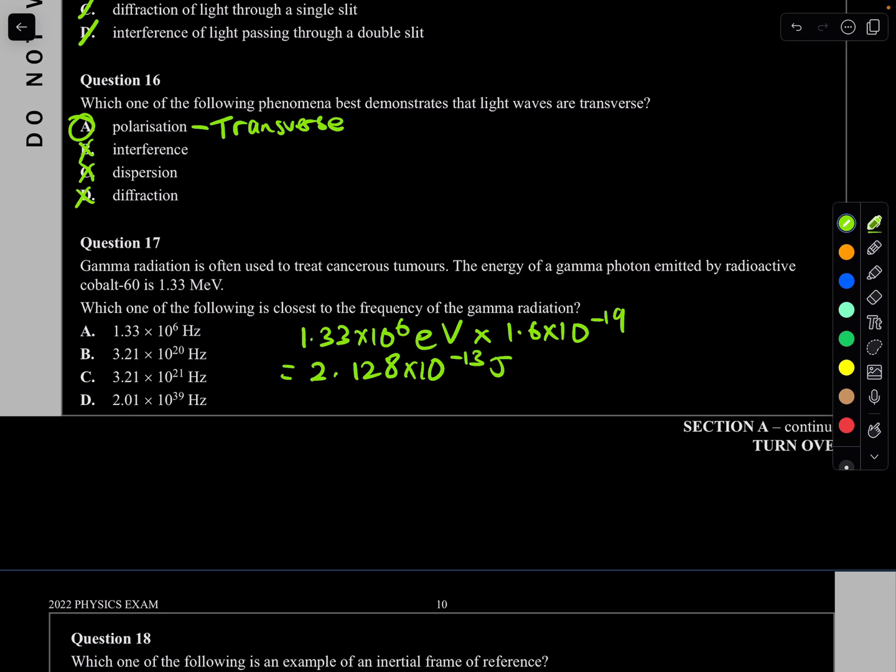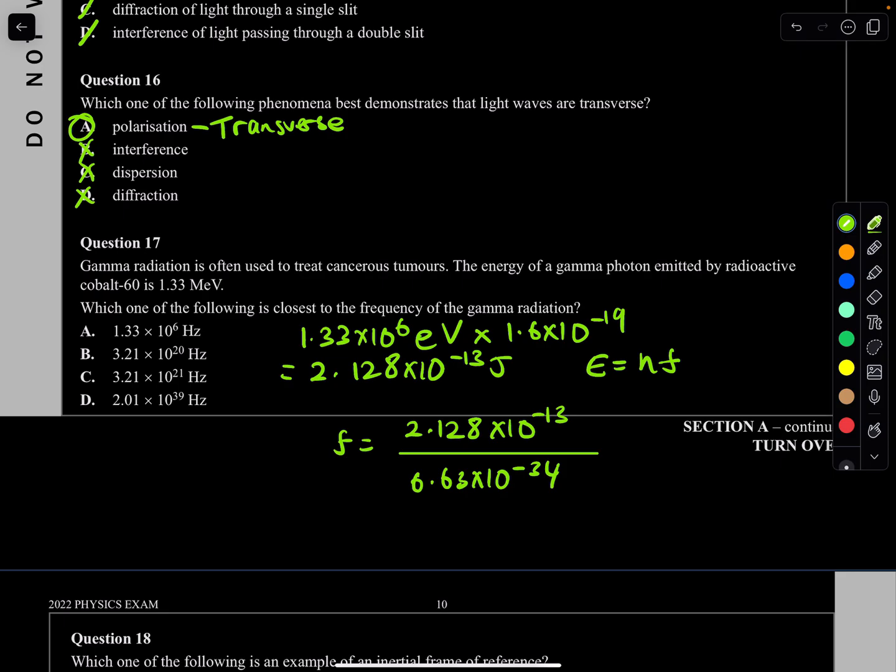And so the formula that comes, where's the formula sheet? So we have now the energy, and we want to find the frequency. So, there's the formula. Energy is just h times your frequency. So if we want our frequency, it's just the energy, which in this case is 2.128 times 10 to the negative 13, divided by your Planck's constant, which is 6.63 times 10 to the negative 34. And that gives me 3.2 times 10 to the power of 20. Which looks like B is your answer.